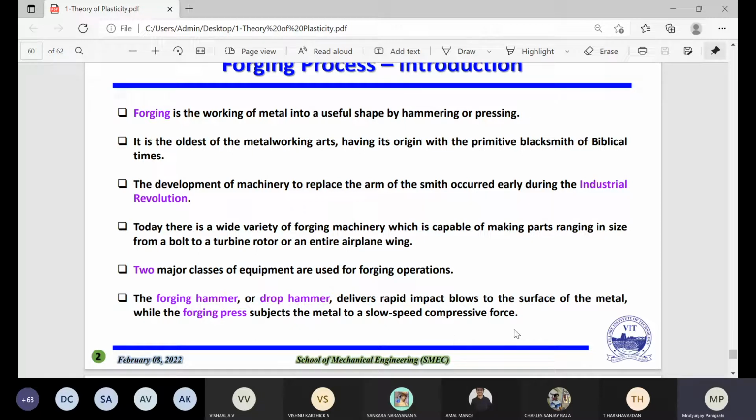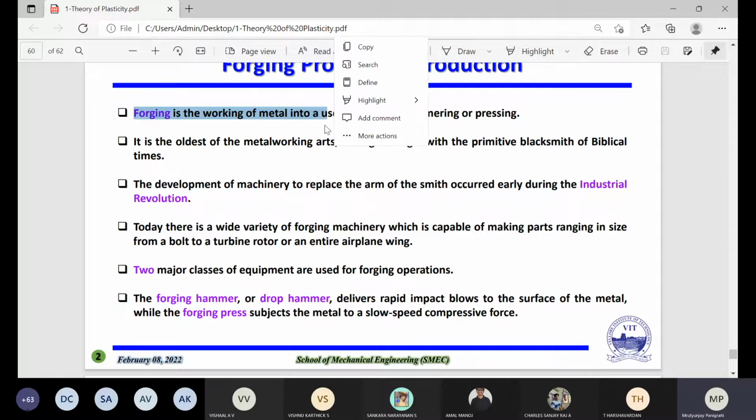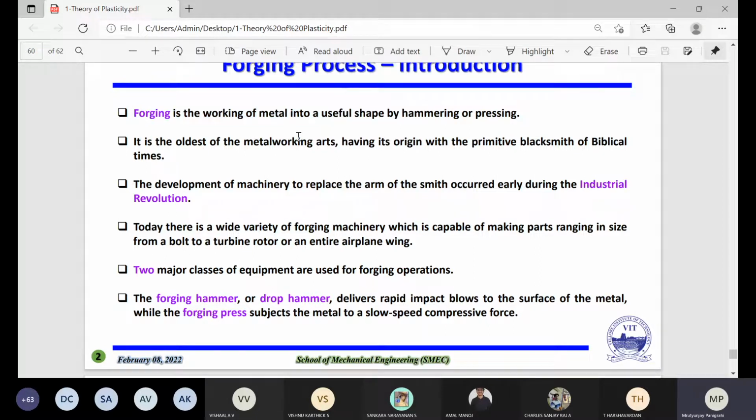Maybe somebody was talking about the compressive force, but when you are writing the definition, you also have to write what kind of forces you are giving. In mine, I just wrote forging is the working of metal. That is important. So here it is written that the forging press subjects the metal to a slow speed, whereas hammering is high speed. But here you are applying the compressive force, right? Is it clear? Yeah. Okay.